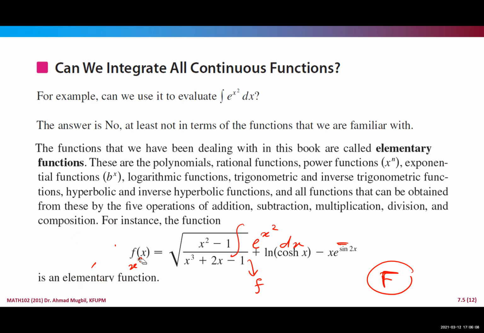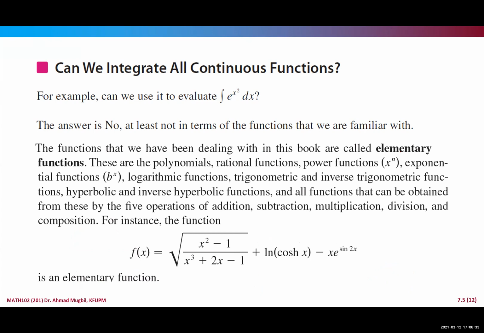So to understand this much better, why we don't have indefinite integrals for some continuous functions, the functions that have been dealt with in this textbook are called elementary functions. What we mean by elementary functions is polynomial, rational, power functions, exponential, logarithmic, trigonometric, inverse trigonometric, hyperbolic, and so on.